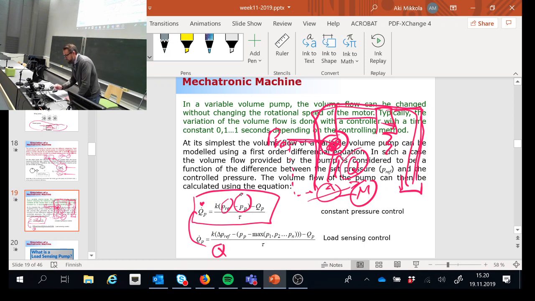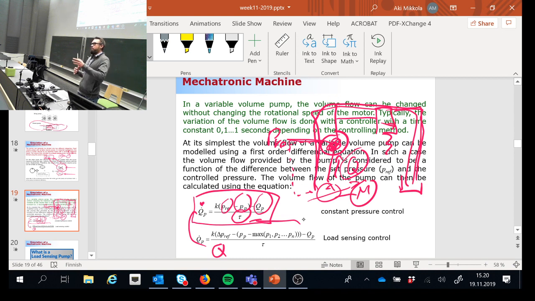That's how it goes. And then I have here the flow rate at any given time in this equation. And this is the time constant, how fast you can react to the changes in your power need, which you can get from the manufacturer's catalog, and that's how it goes.